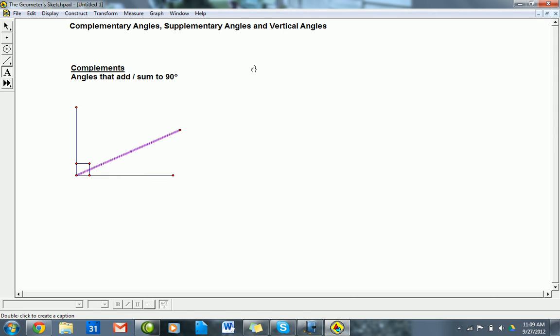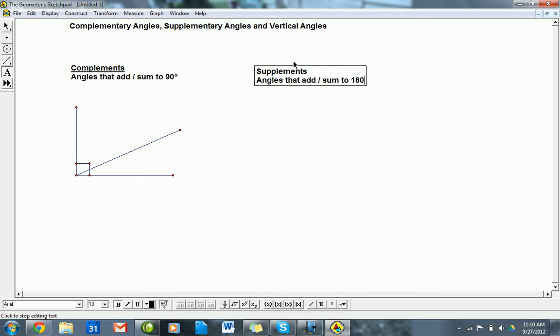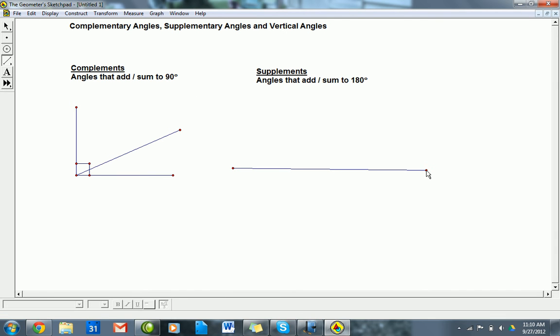They could be. Supplements, supplementary angles, are angles that add, or sum, to 180 degrees, a straight angle. So again, a diagram we could use, but don't necessarily have to. Sometimes it's helpful for solving problems that involve these supplements or complements. It would be this particular diagram here, where we've got a straight angle, and we have two adjacent angles that add up to that 180 degrees.